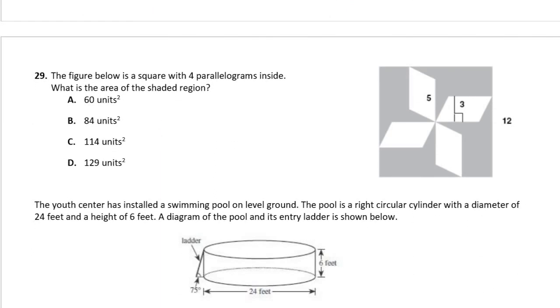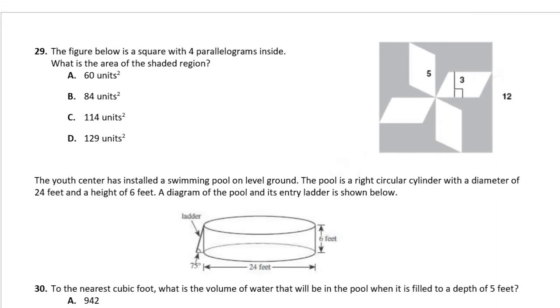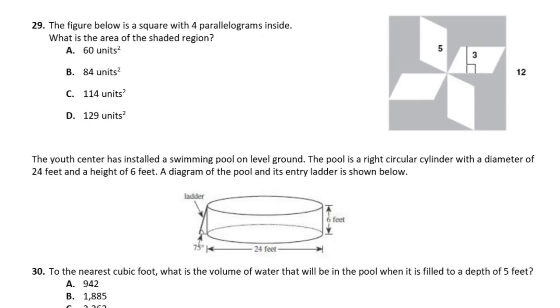Okay, here is one more here, number 29. So you're given the area of a square. Okay, you're given a square there. If it's a square, then this is 12. This has to be 12, from here to here is 12. All right, what's the area of the shaded region? Okay, you're going to find the area of each parallelogram, one of them, and then multiply by 4 because there are 4 of them. All the information you need is given to you on this one, okay?